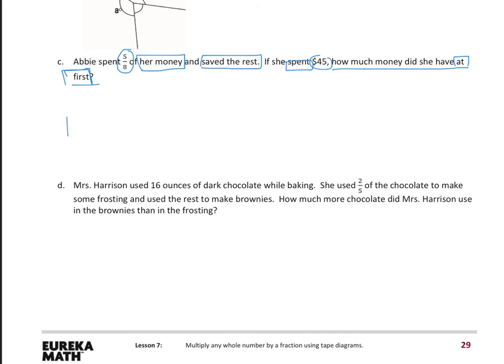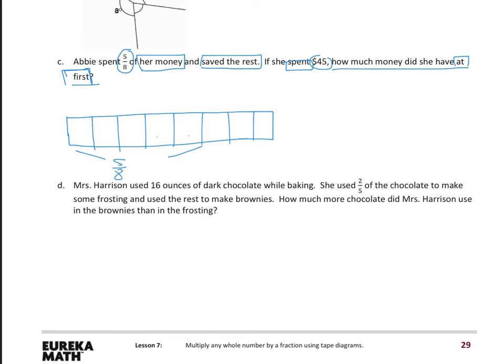So let's start with a tape diagram. And we are told that Abby spent 5/8 of her money. That 8 tells me my tape diagram needs to be broken up into 8 equal pieces, so I need 7 lines. 1, 2, 3, 4, 5, 6, 7. Since I know that 5/8, so 5 of the 8 boxes, 1, 2, 3, 4, 5, these 5/8, this is what she spent. And then she saved the rest. So these 3 boxes over here, which represents 3/8, is what she saves.